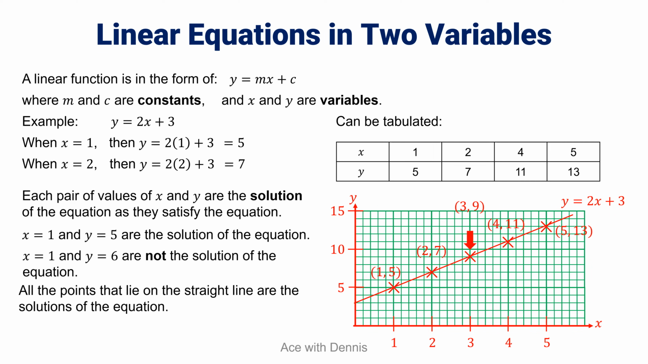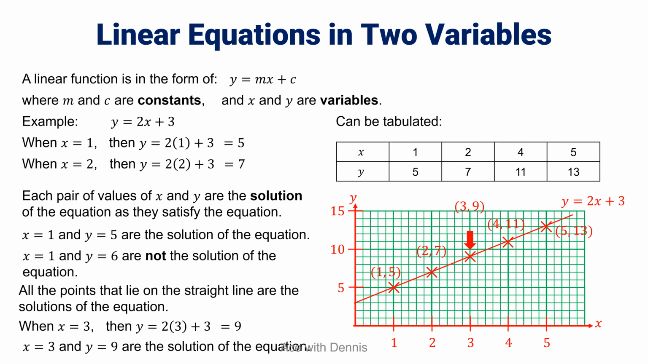So now let's look at this point. This point is when x is 3, y is 9. The coordinates are (3, 9). So when x equals 3, then y equals 2 times 3 plus 3, and the value is 9. Hence, x equals 3 and y equals 9 are a solution of the equation. I hope you understand the meaning of solution here.